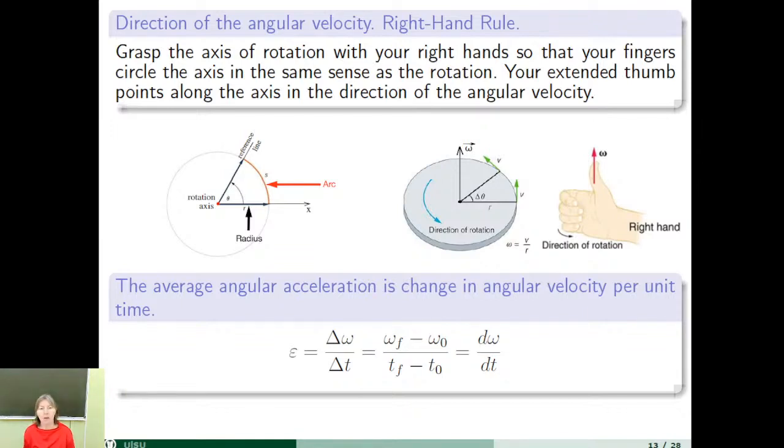Relating the linear and angular variables. Rotation with a constant angular acceleration.